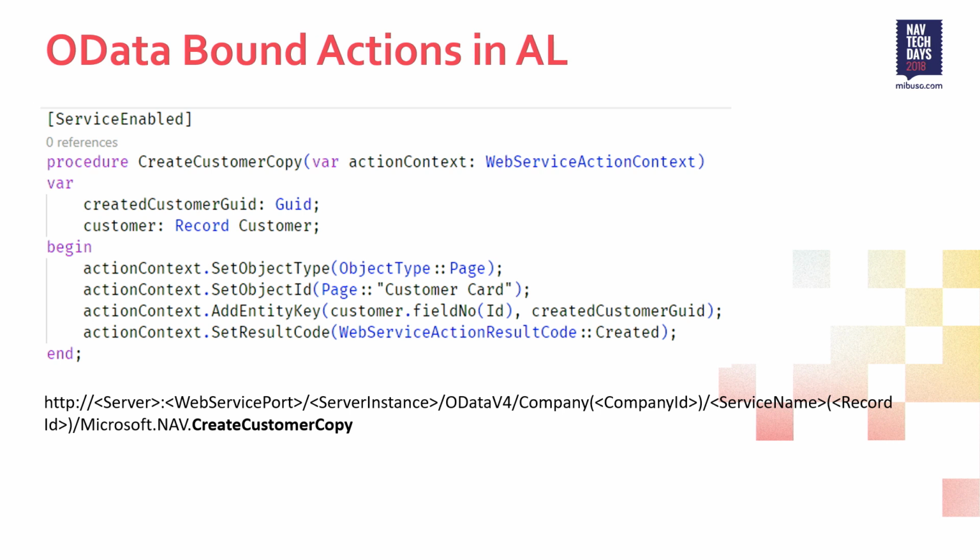through the OData protocol. Until now, it was not possible to create bound actions in AL, mostly because the mechanism for which the runtime interacted with the OData protocol relied on a few .NET types, and .NET is still not allowed in the cloud. To solve this, we have added the web service action context and web service action result code data types that allow you to migrate or write procedures that can be exposed as bound actions in AL and in the cloud.